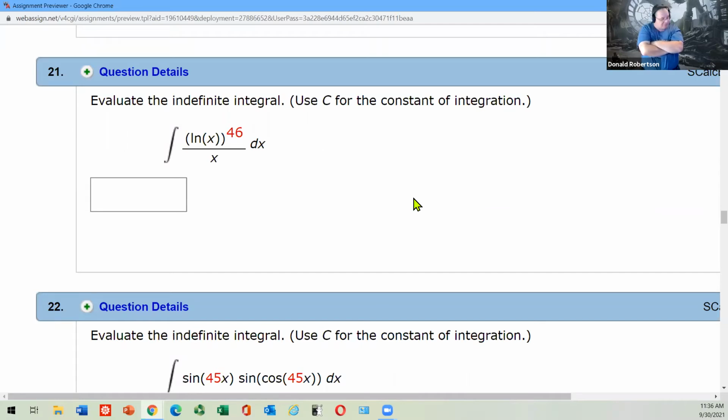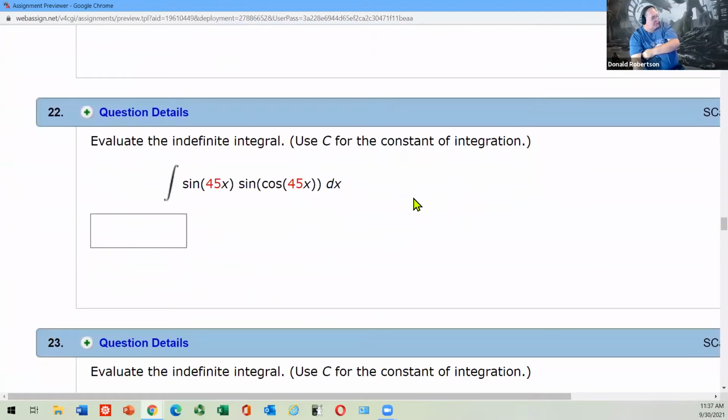Who's the u sub? The natural log of x. Why? You're correct. Tell me why you decided that. It's uglier than the one on the bottom, and it's inside the brackets that's being cubed or something. It's to the 4th or 6th power. Said it good. 22. Oh God, I like 22.